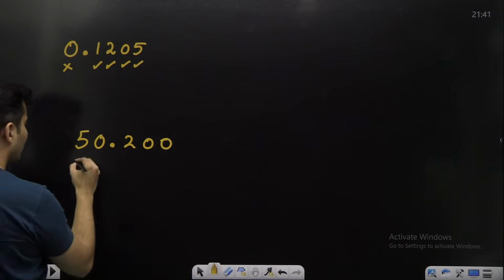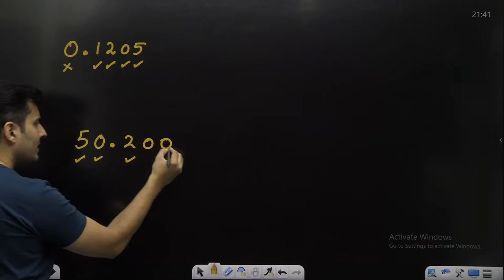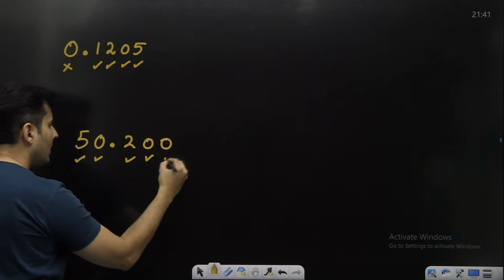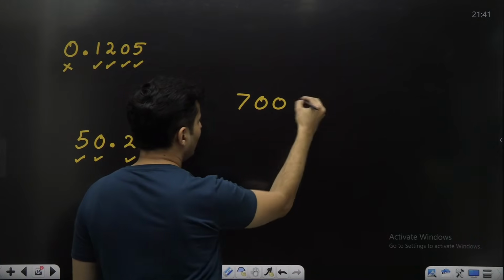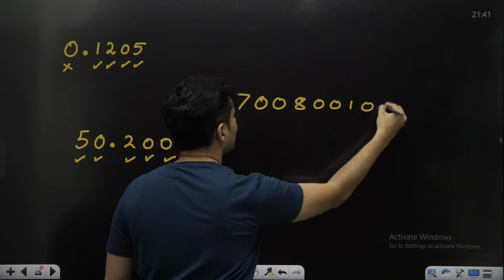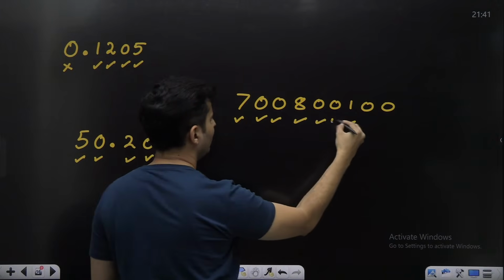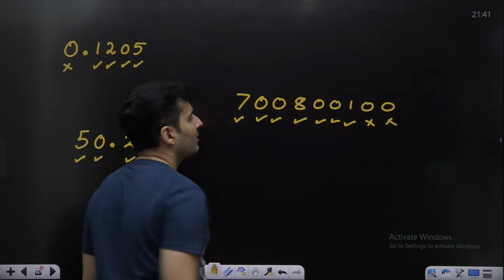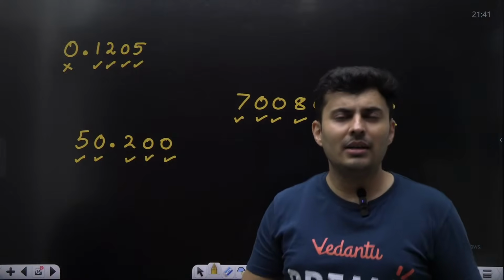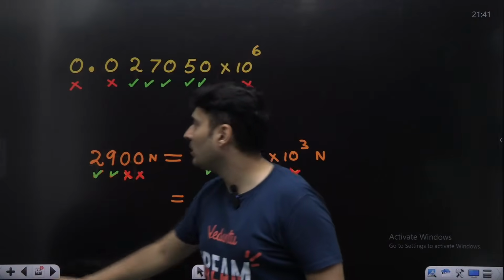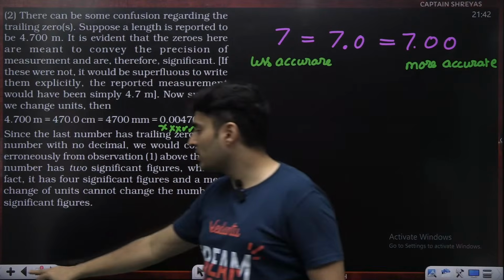If I tell you it is 50.200, you'll think, okay, this is important, this 0 is between these two, important. These zeros are ending zeros after the decimal, hence they are important. If I tell you a number like 7008001000, you will think, okay, this and this are important, this is also important, these two and these two are between two non-zeros, these two are not important. So now at the back of your mind, you don't have to sit and memorize all these rules. It is pretty much logical which zeros are important, which zeros are not important.